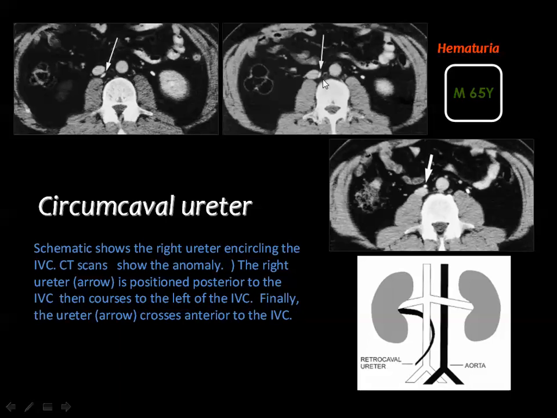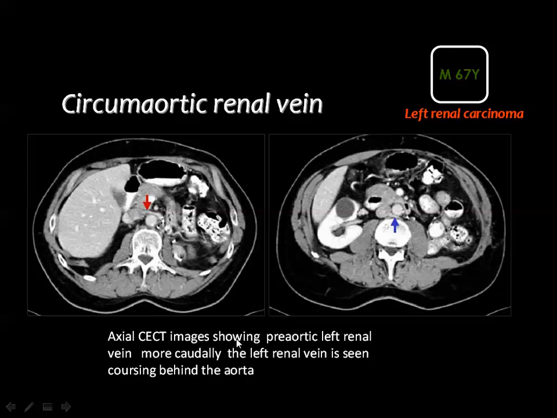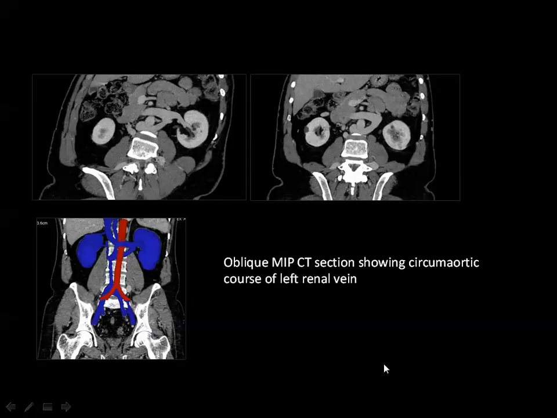And in this section, it is along its medial aspect, and here it is along the anterior aspect. This is what we call the circumcaval ureter, and this is one of the causes of some blood pressure changes on the right side. This is also a circumaortic renal vein. In this section, you see the renal vein is posterior to the aorta, while in this section, you see the renal vein is anterior to the aorta, and this is what we call a circumaortic renal vein, and you can appreciate this anomaly by the reformatted images.